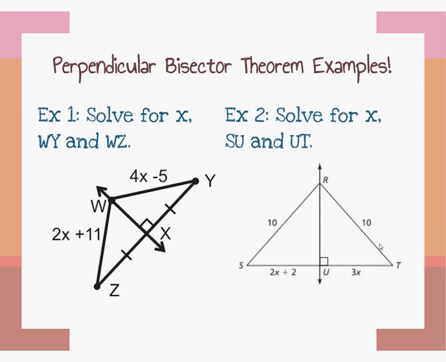Alright, so if you want to make a little subcategory in your notebook, the next two examples pertain to the perpendicular bisector theorem. So you can either continue on where we left off and call this example 4 and 5, or I just called it perpendicular bisector theorem and called them example 1 and 2. So go ahead, pause the video, and watch example 1 and 2.